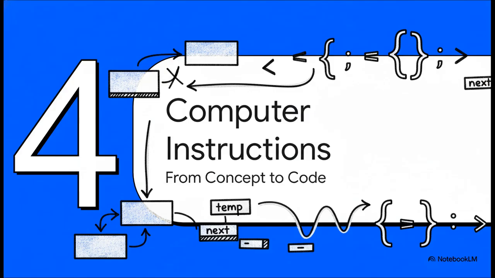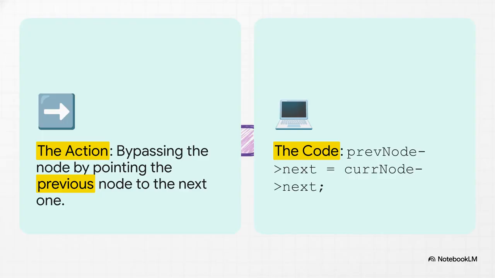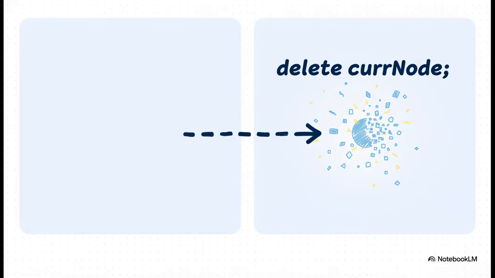All right, so we've seen the concept, we've seen the diagrams. Now let's take a quick look at how this idea of rewiring pointers actually translates into the instructions a computer understands. The code. And what's just so cool about this is how cleanly it all translates. This one single line of code you see here performs that entire bypassing action we just described. It's a really simple instruction that just tells the previous node, hey, point your next arrow to whatever the current node was pointing at. And this command, delete cur node, well, that's that crucial final step we were just talking about. This is the instruction that tells the computer, okay, we are totally done with this node, you can have its memory back now. This is what prevents that memory leak.